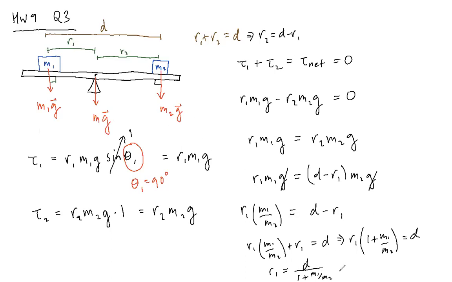And so this works out to, we got 2 meters divided by 1 plus, so the smaller kid is 24 kilograms, and the bigger kid was 27 kilograms. And so the kilograms cancel, we get a distance in meters, and so this works out to 1.059 meters.